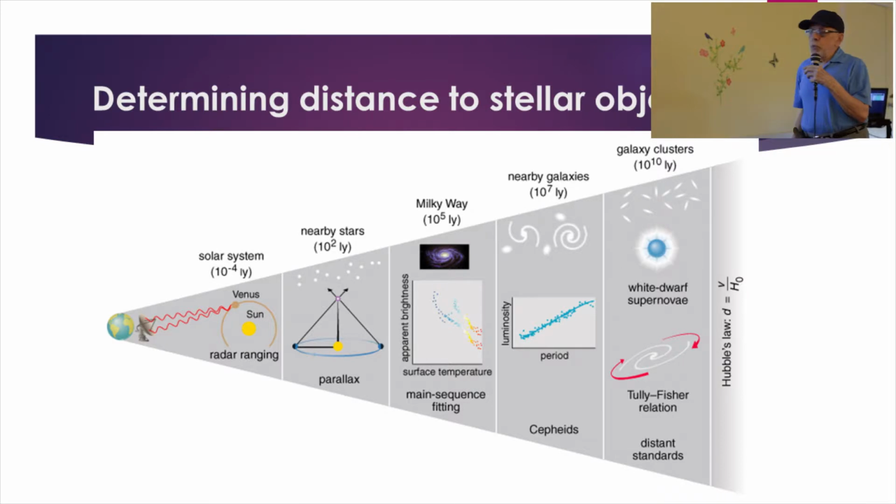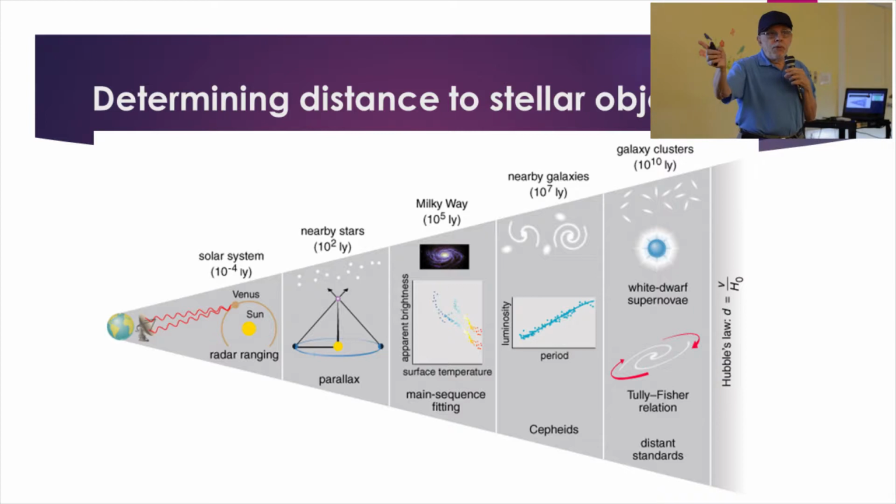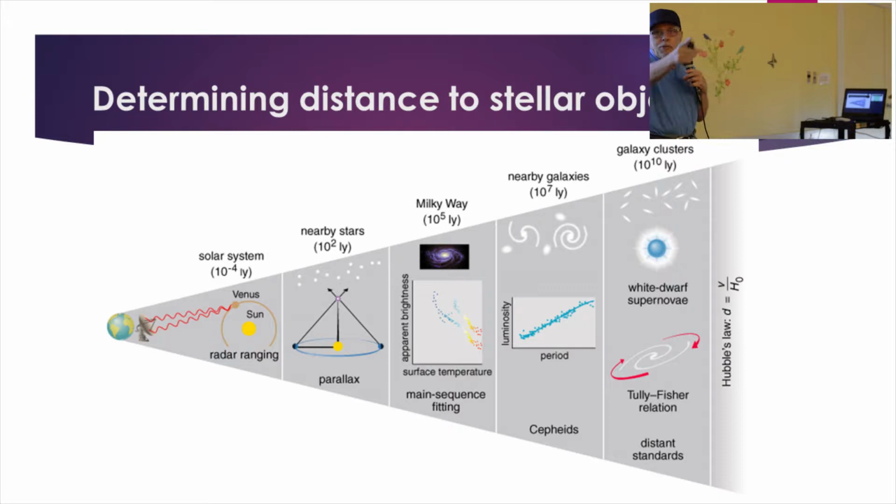Nearby stars, we can use the method of parallax, and we'll go through that in detail, whereby we look at the difference, or the angle, between that particular object and a distant star. Wait 6 months, the Earth has now moved around to a different position, measure the angle again, and we use trigonometry to figure out the distance.